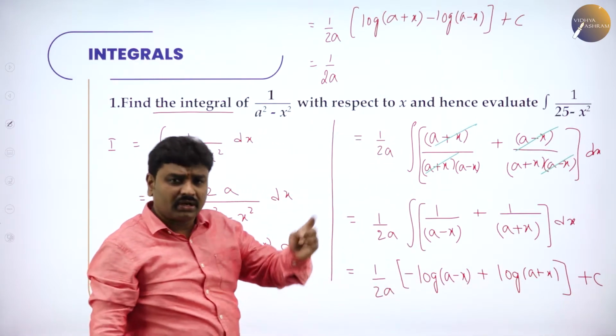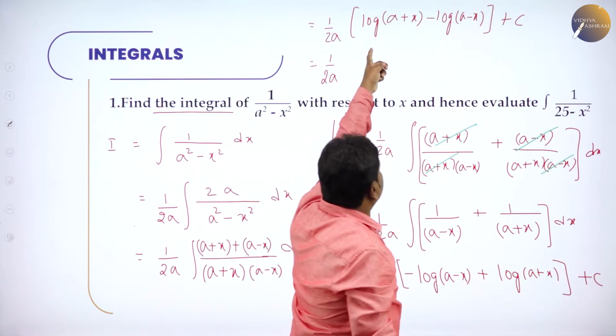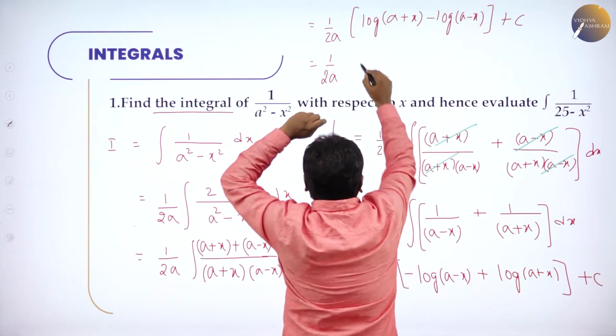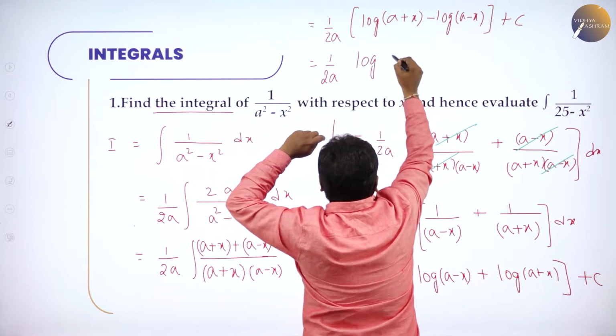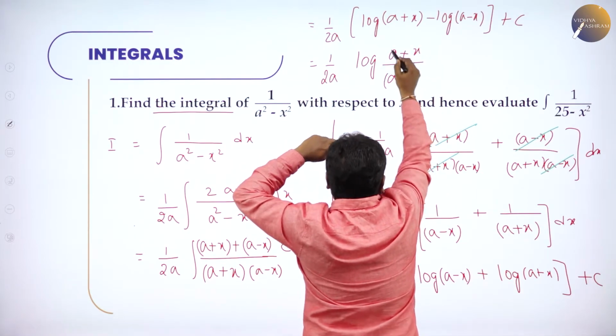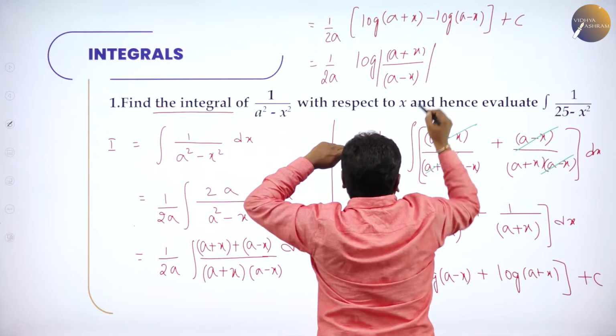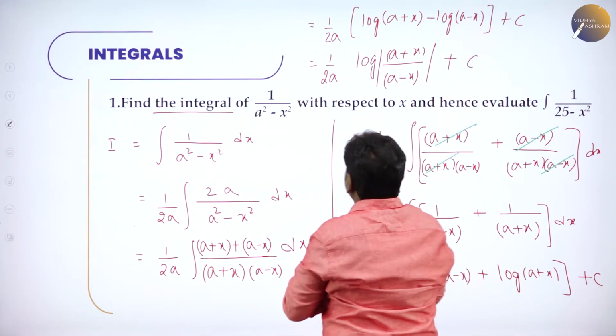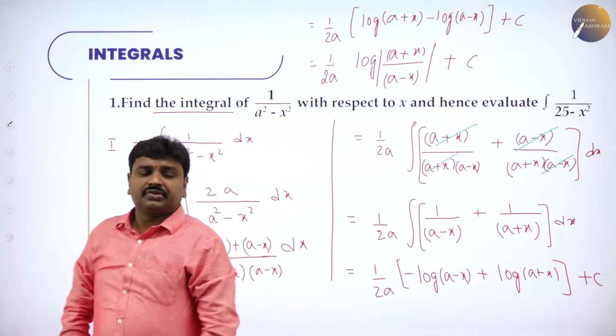What is log a minus log b? Log a by b. Now this is in the log a minus log b form, so I can write it as log of a by b. A means a plus x, b means a minus x. So modulus, plus c, that's it. So this is the final answer.